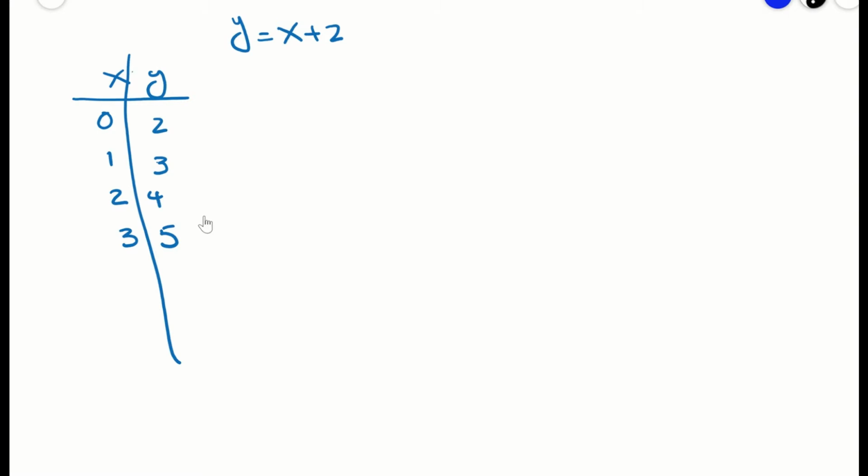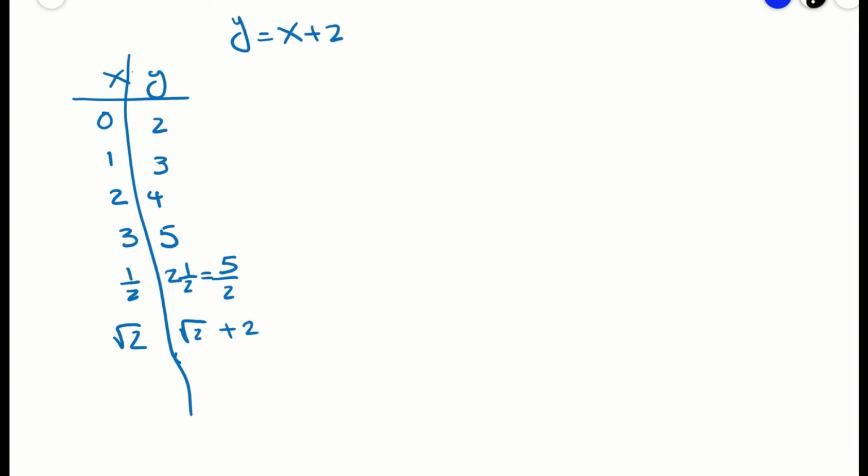And remember, this doesn't just work for nice whole numbers. You can have any real number in there, right? So for example, if I have x equals 1/2, y would be 2 plus 1/2. So it would be 2.5 or 5/2. If x, for example, is the square root of 2, y would just be the square root of 2 plus 2.